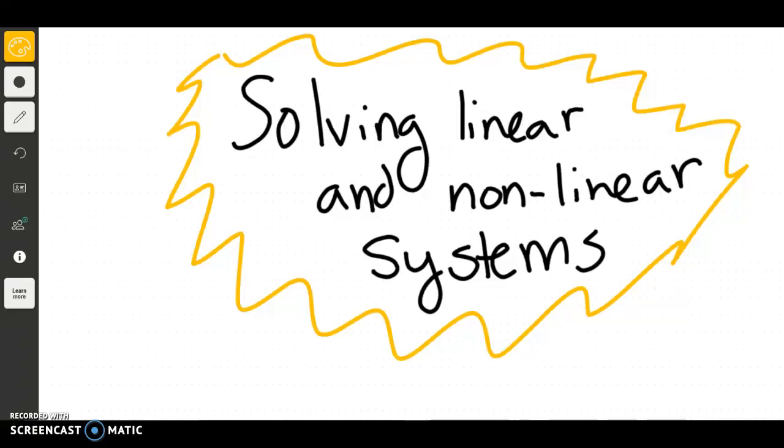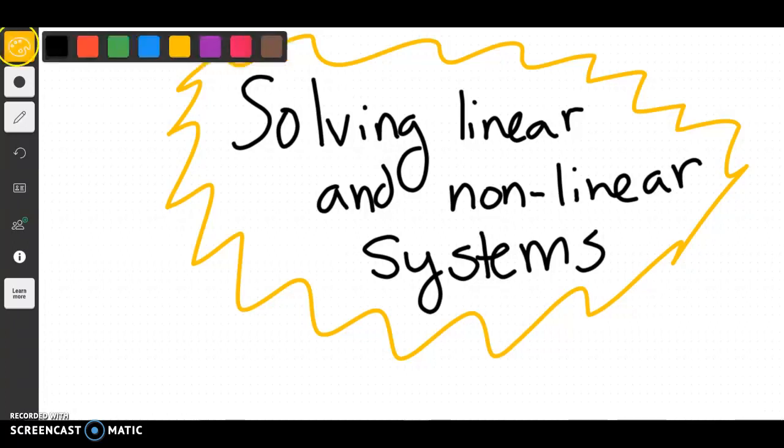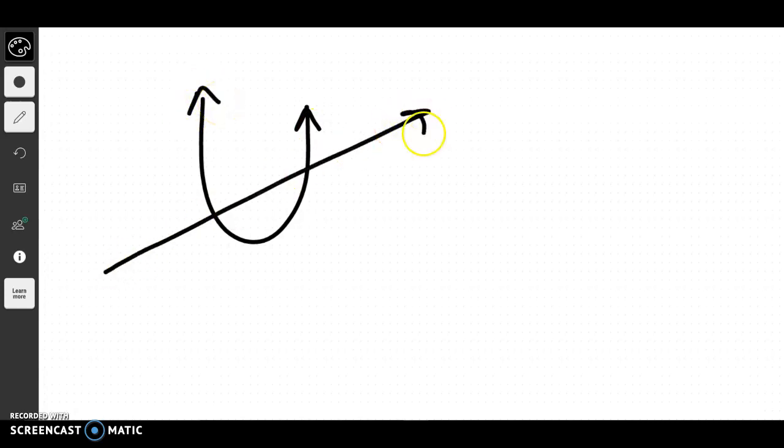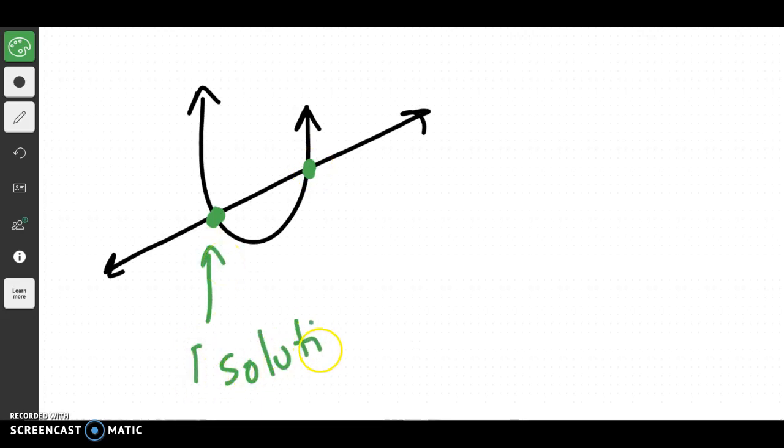Okay, so today we're going to solve linear and nonlinear systems. And here's the big idea behind solving linear and nonlinear systems. Let's say that your nonlinear system is a U-shape, and you have a linear system that's a line. Well, you should see that there would be two solutions, because solutions are where a graph intersects. So there would be one solution, and here would be the second one. So these are both solutions, and that's what we're going to try to do.